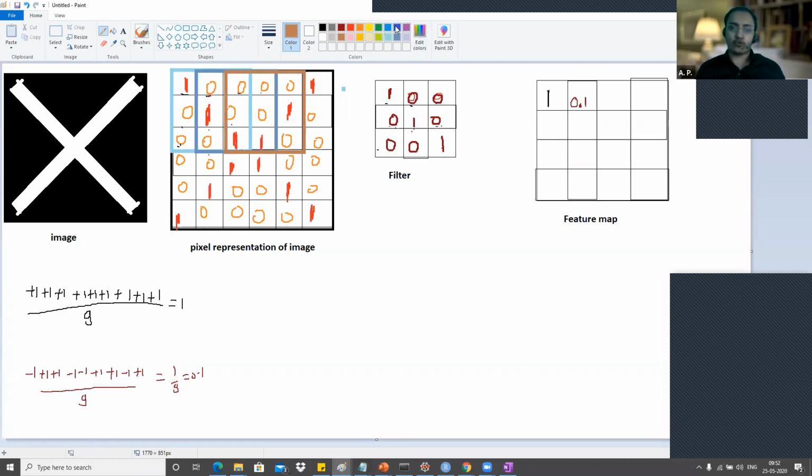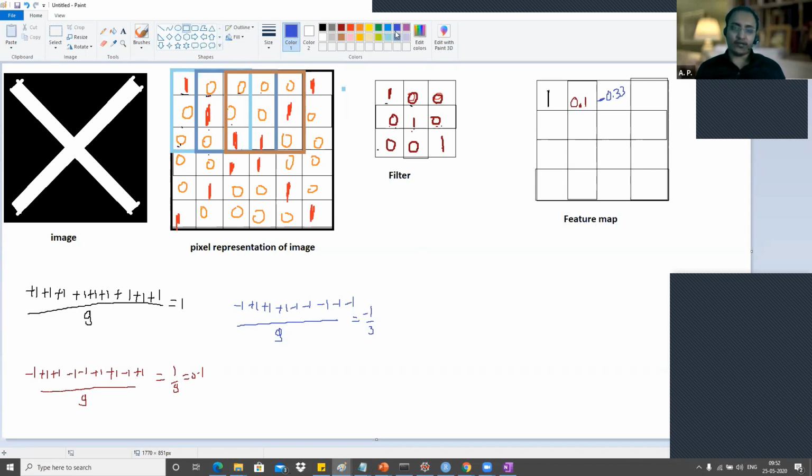Like this, we'll keep on scrolling through the whole image, right? So 0, 0, 0, you can say -1, +1, +1 for the first row. Second row, +1, -1, -1. Third row, -1, -1, -1. There are 3 pluses. You can say it is -1 by 3, which is -0.33, a negative value, right?